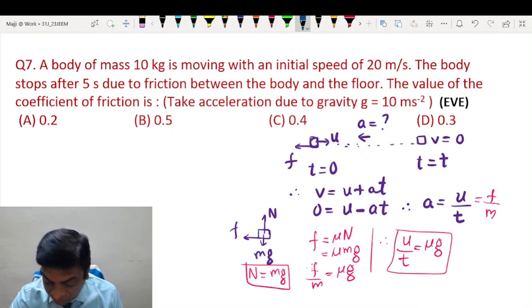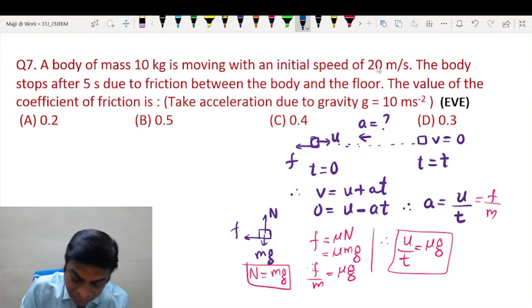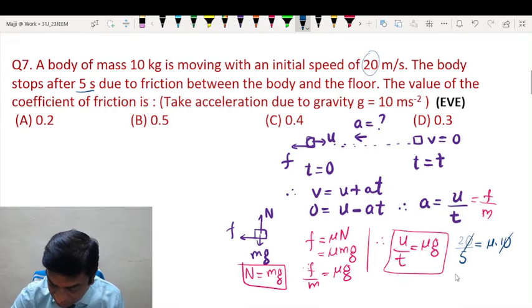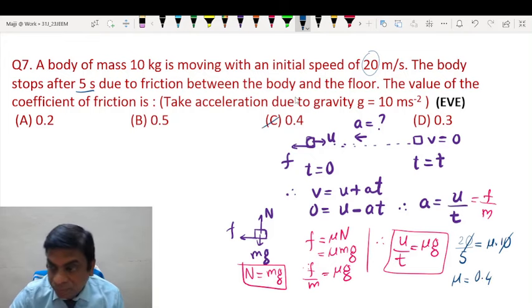Okay. So let us substitute the values here. As you can see, the initial speed is 20 meters per second, so I'll place 20 here. Then the time taken is 5 seconds, so I'll put 5 here. We have to find the value of mu. g has to be taken as 10. So the 10 gets cancelled, and we are left with 2 by 5, that is 0.4. 2 by 5 is 0.4.